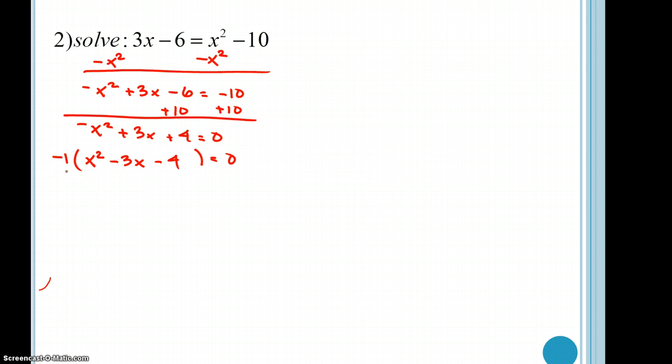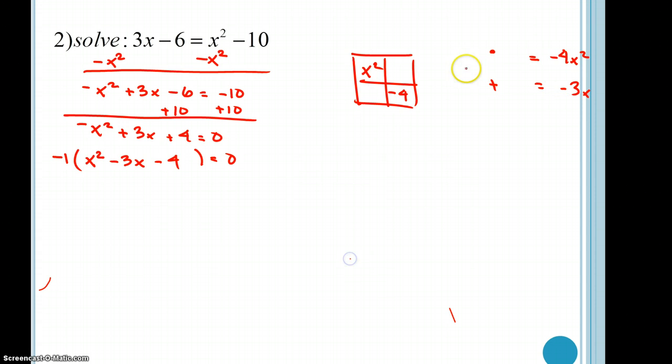Factoring using my factor box, these two have an x in common. These two have a negative 4. Negative because the sign closest to the edge is negative. These two have an x in common. And these don't have anything but a 1 in common. So this is negative 1 times (x minus 4) times (x plus 1) is equal to 0.